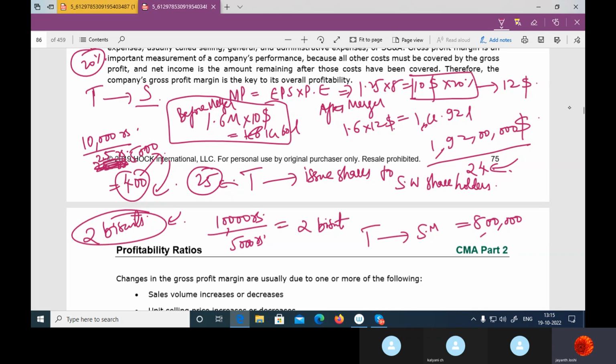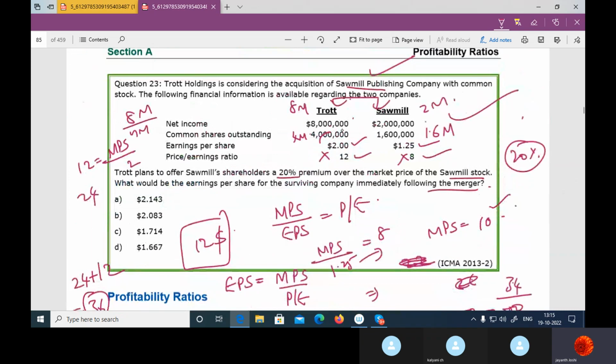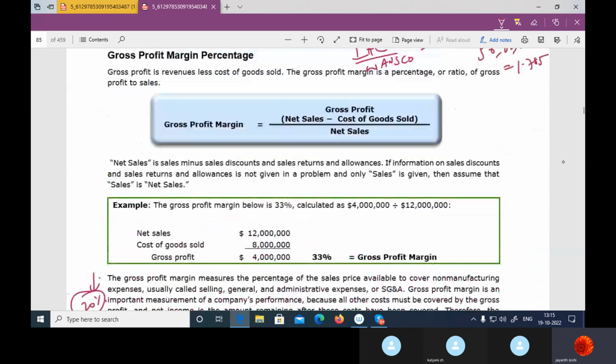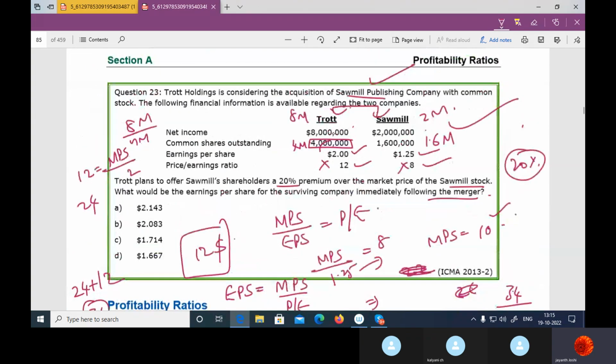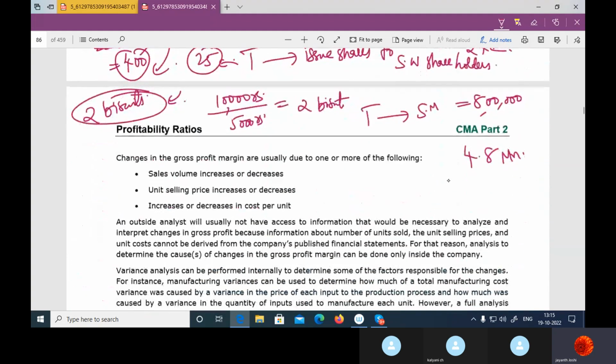Understood? So now Sawmill is with Trot, and Trot also has its own outstanding shares already existing in the market. So we will take the outstanding shares of Trot and the shares they give to Sawmill to buy them. So it will be 4.8 million. And we will see the combined earnings of both the companies. So 8 million plus 2 million, that is like 100 million, maybe 1 crore. So that 1 crore divided by 4.8 million will give you what? Please calculate and tell me.